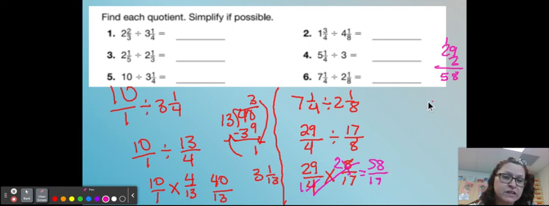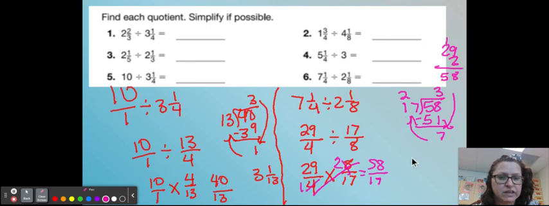So now I have to do 58 divided by 17. I'm going to take a guess and say that's 3 times. 3 times 7 is 21. 3 times 1 is 3 plus 2 is 5. 51. Okay. 58 minus 51 is 7. So it's 3 and 7/17. Perfect. We're done with that part.